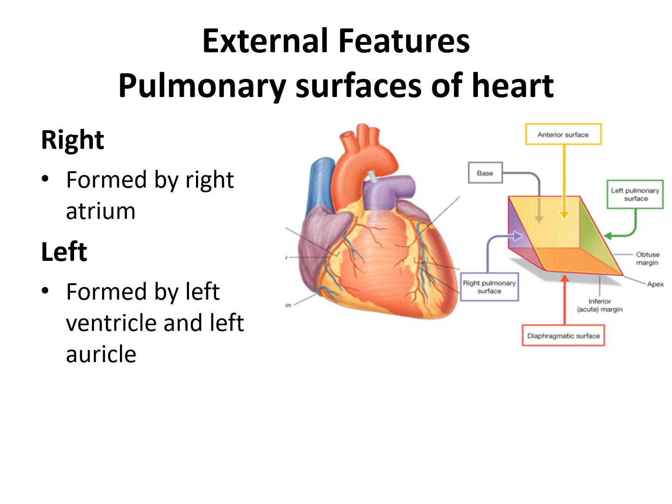There are two pulmonary surfaces, right and left pulmonary surfaces. On the right side, this surface is formed by the right atrium, while on the left side, this surface is formed mainly by the left atrium, and only in the upper part by the left auricle. These two surfaces are related to the root of the lungs.